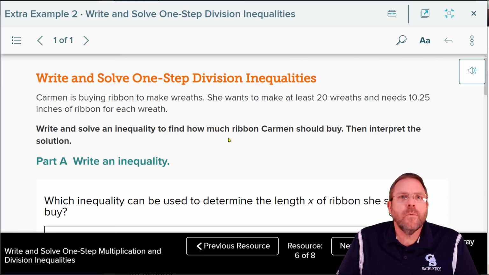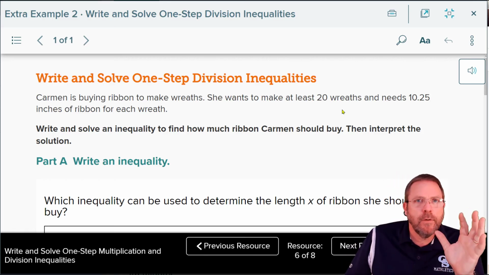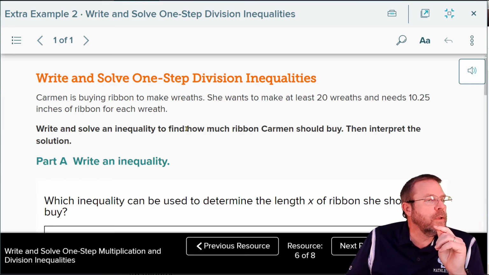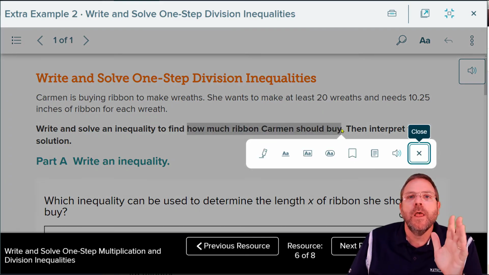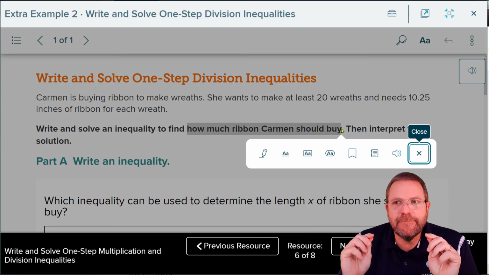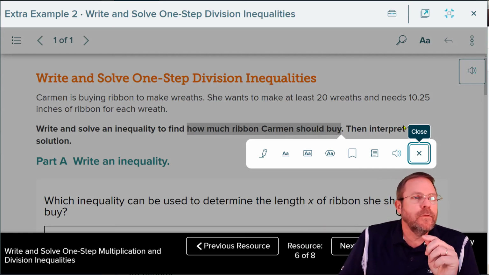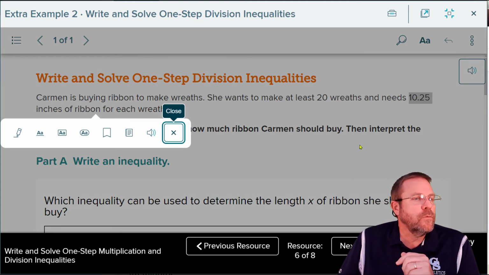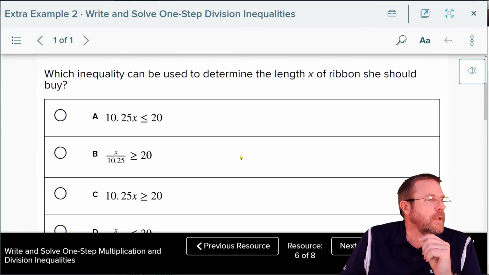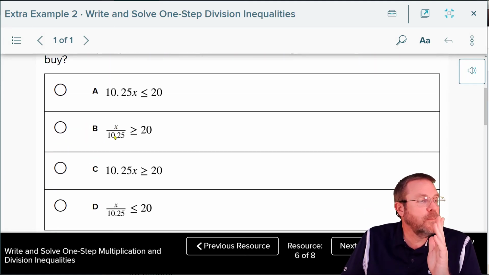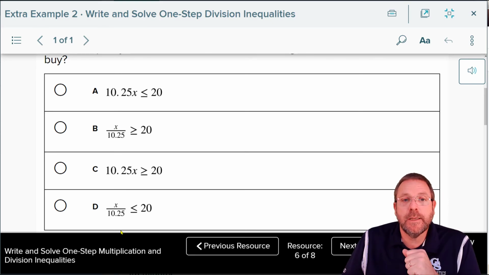So in writing my inequality, the first thing I need to think about is, what is it asking us? Write and solve an inequality to find out how much ribbon she should buy. We want the total amount of ribbon she should buy. And we're going to be dividing that ribbon into sections that are going to be 10.25 inches in length. So from there, we need to find where I've divided the total by 10.25, and that's going to be option B and option D.